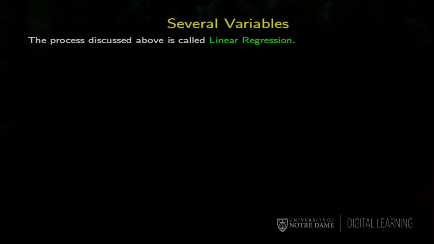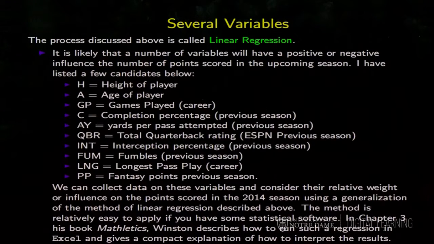So the process discussed above is called linear regression, and it's likely, of course, that there are a number of other variables which will have a positive or negative influence on the number of points scored, and I've listed a bunch of them here. So height of a player, age of a player, games played, experience, completion percentage, all of these may have an influence on the number of points a quarterback scores in the season. And so you can collect data on these variables and consider their relative weight or influence on the points scored in the 2014 season using a generalization of the method of linear regression we described above using multiple variables.